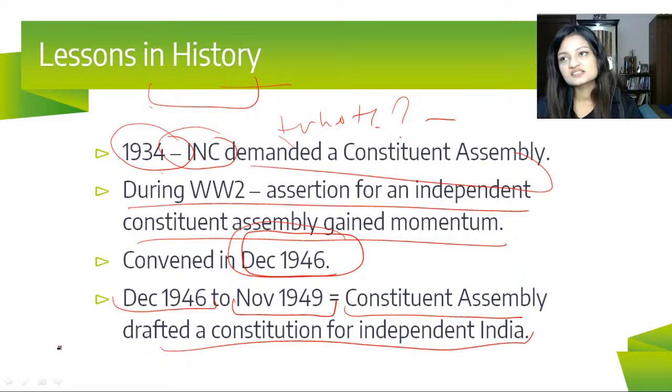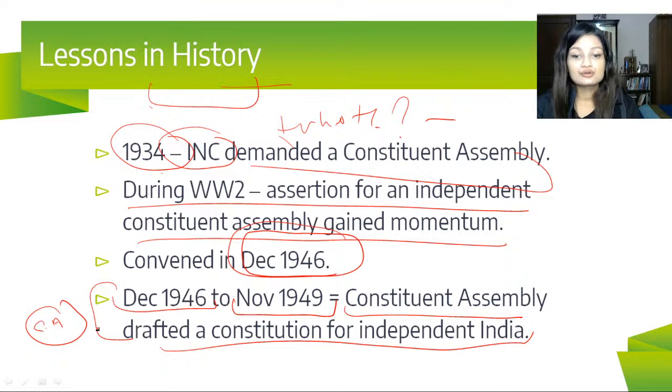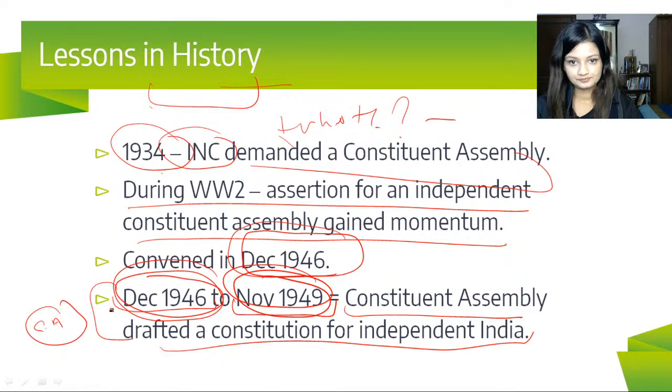So whenever somebody asks you who wrote the constitution, was it a single person, was it multiple people? The answer is that the Constituent Assembly drafted a constitution for the independent India by sitting between December 1946 to November 1949. ठीक है. और जो डिमांड कॉन्स्टिट्यूएंट असेंबली की सबसे पहले रेज हुई थी, that was in 1944 by a demand raised by the Indian National Congress.